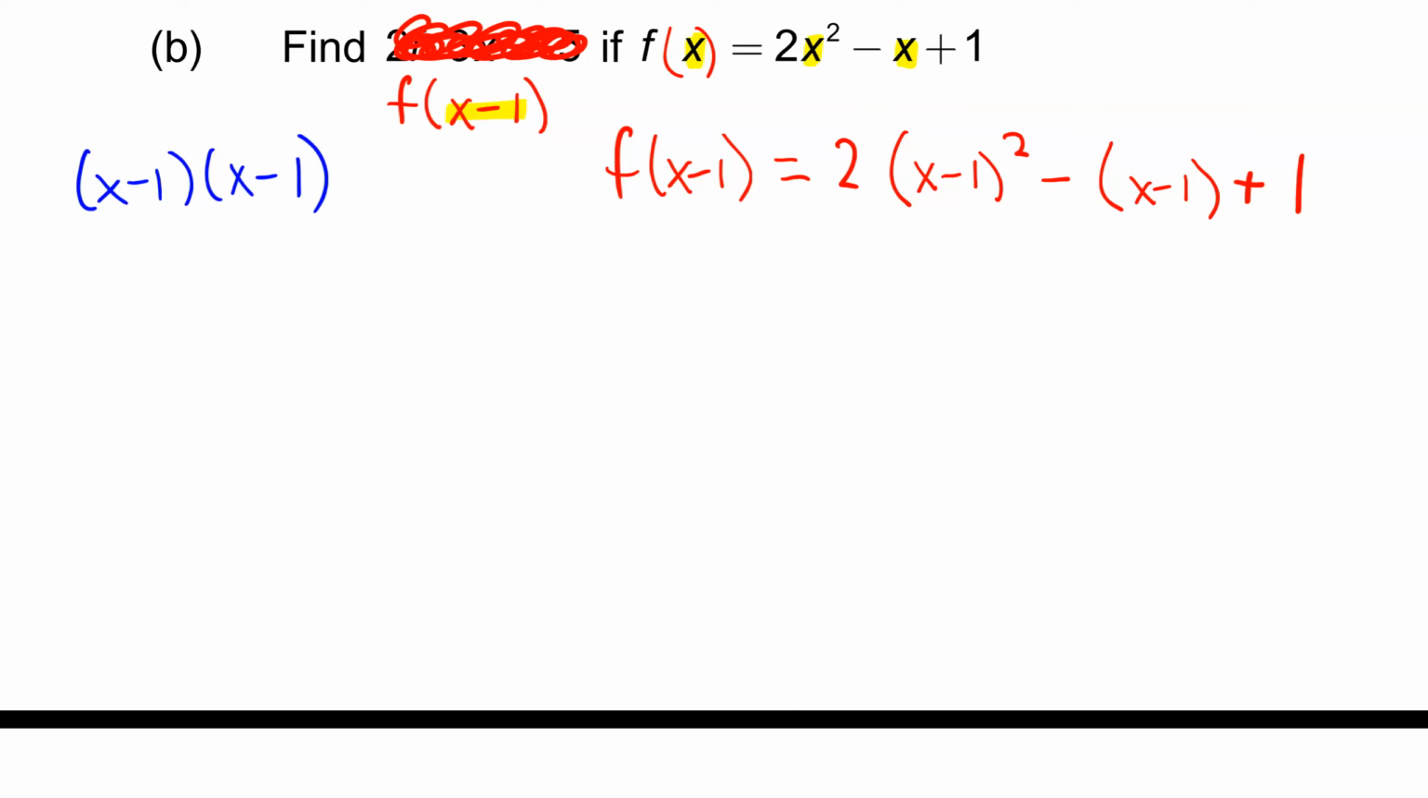Okay, if I say it one more time, you think you'll get it? Foil! You have a binomial squared. Got to foil. Okay.